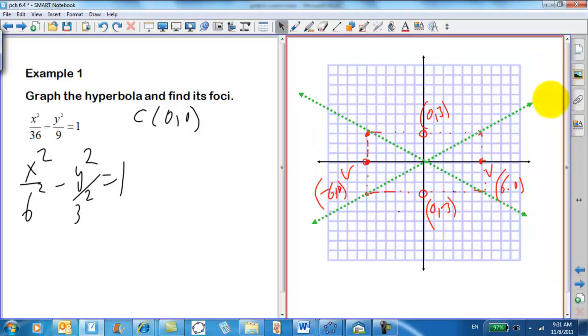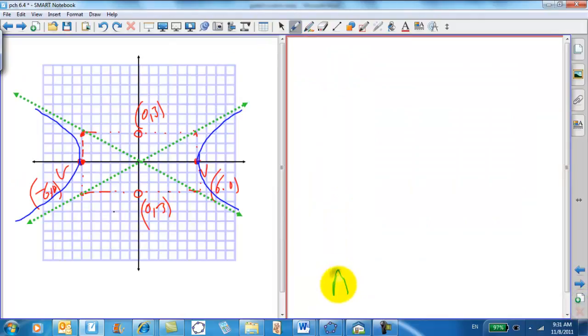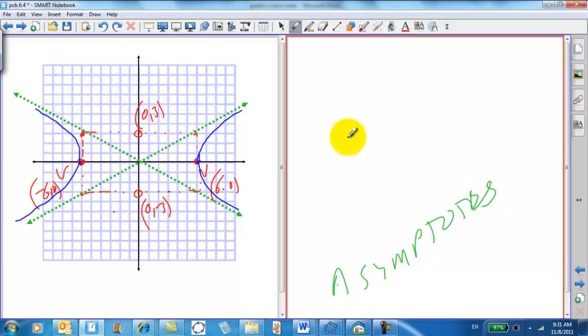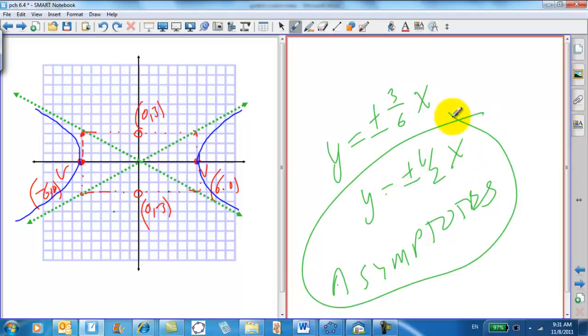And then finishing up the hyperbola, we can put in the curves like this and show how it gets closer and closer to the asymptotes. Now these asymptotes would have equations y equals plus or minus, now look at the slope, you're going over 6 and up 3, so it's a slope of 3/6 times x. The center's at 0, 0, so basically y equals plus or minus a half x become our two asymptotes.